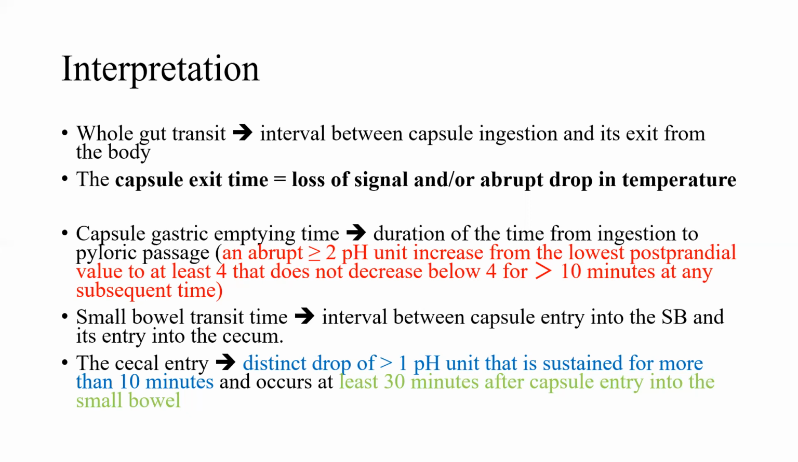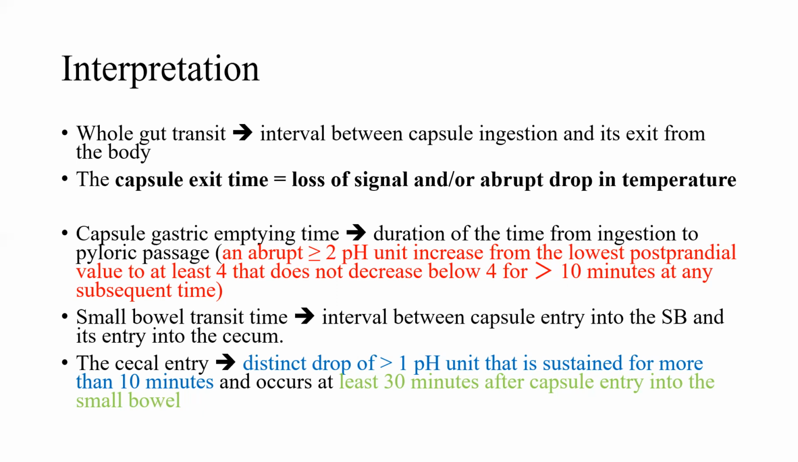So the whole gut transit, in fact, is an interval between the point from capsule ingestion to the point where it leaves the body. The capsule exit time is a point where there's loss of signal or sudden abrupt drop in temperature. With regards to capsule gastric emptying time, it is the duration of the time from the point of ingestion to the point the capsule leaves the pylorus.